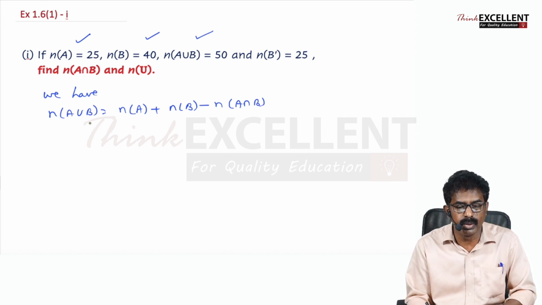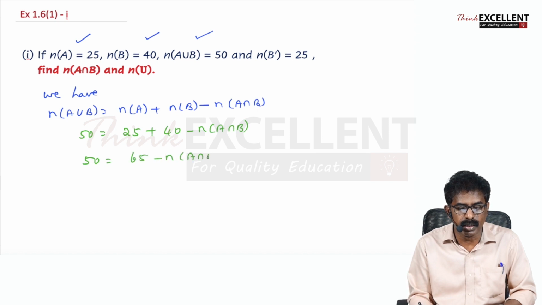N of A union B, they have given us 50. N of A is 25, N of B is 40, minus N of A intersection B, we don't know, they asked us to find. So 50 is equal to 65 minus N of A intersection B. Bring that negative term to the left side. So N of A intersection B is equal to 65 minus 50, you are getting 15. This is the answer for the first part.